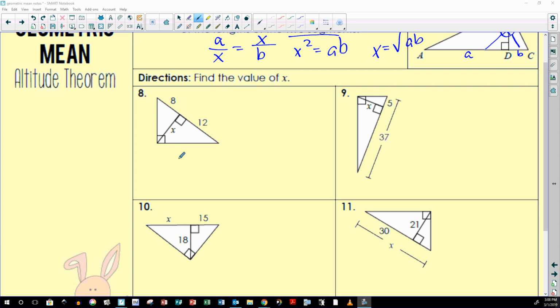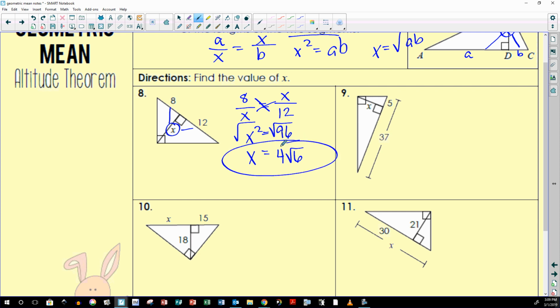First thing I want to do when I get to a problem like this is circle the geometric mean, and then draw lines to the two parts that I need for that geometric mean. Okay, so when I set up, X is the geometric mean, it pairs with 8 and 12. Now we're just going to do it exactly like we did the others. Cross multiply. X squared is 96. Take the square root of both sides. X is 4 square root of 6, because 96 is 16 times 6.